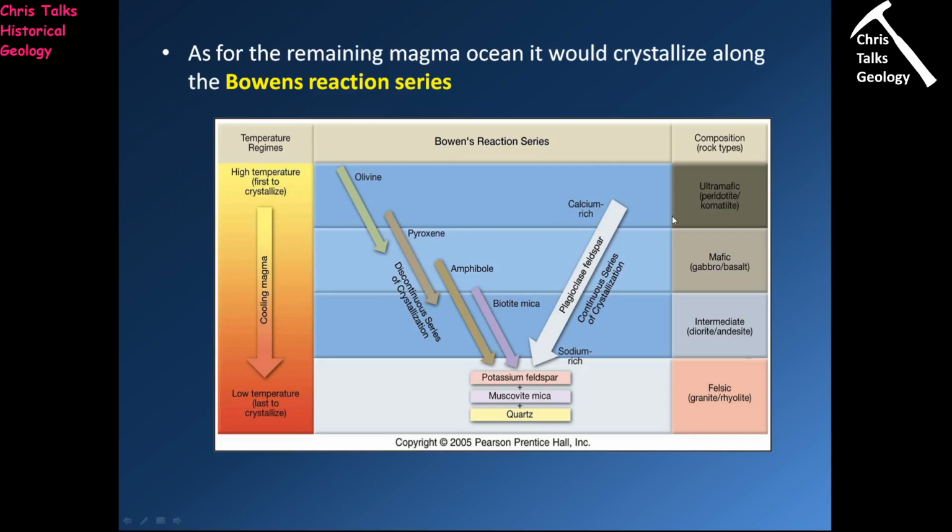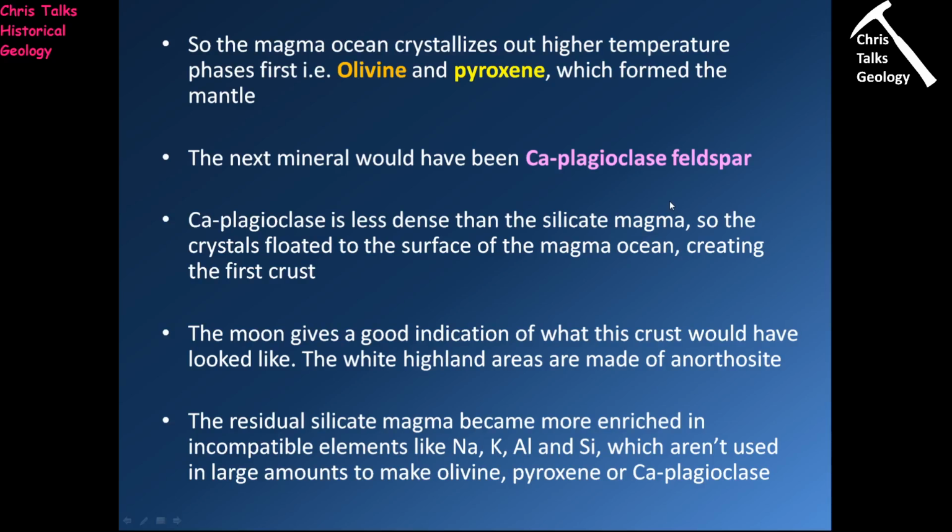So what about the calcium-rich plagioclase feldspar? Well, calcium-rich plagioclase feldspar is actually less dense than the silicate magma. So instead of sinking towards the centre of the Earth, it'll actually float on the surface, and it will begin to create the Earth's first crust.